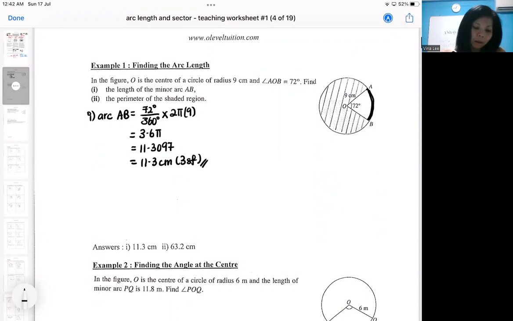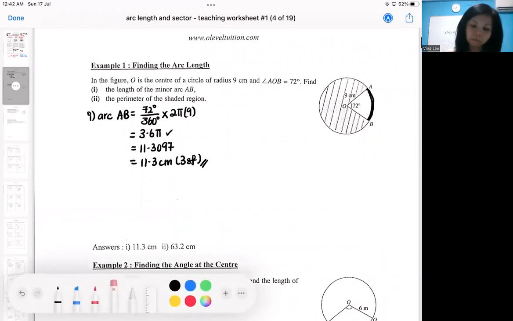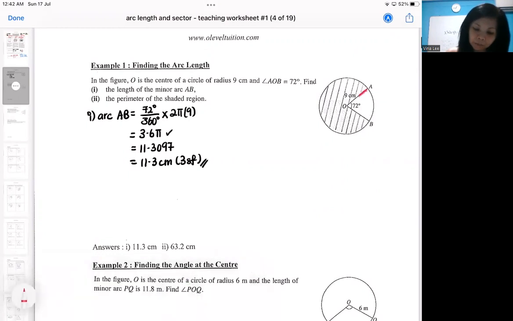The reason why I like to write it in terms of pi is in case I need it in the next part. If I need this arc in the next part, I'll be using this instead of the 3SF answer. Okay, so the next one will be the perimeter of the shaded region. The perimeter is the outline. If you outline the shaded region, you realize that there are two radii, and then there is a major arc.